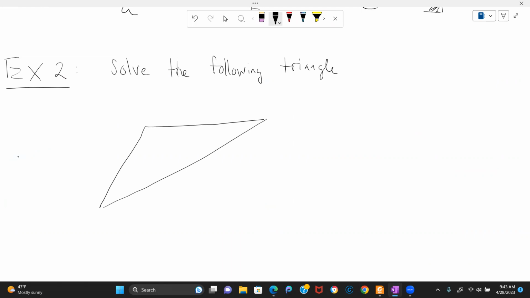And so we have this angle right here labeled A. This angle is labeled C. And we're told that this is a 20-degree angle and this is a 25-degree angle. And then this angle is called B, but it's unknown. And then this side right here, the one across from angle C, is length C, and it's given as 80.4. And then this side is A, this side is B, and these are unknown. So to solve this triangle, we need to figure out angle B and sides A and B.